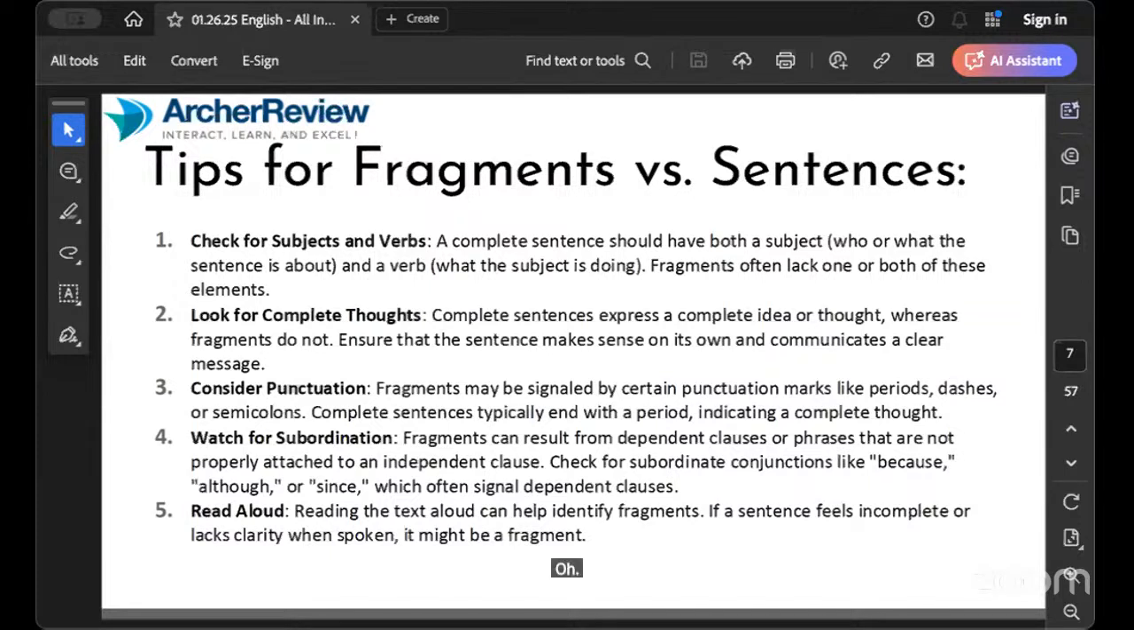Oh, I missed a comment on Facebook. Yes, we did just start. We are talking about fragments, as you probably have heard.